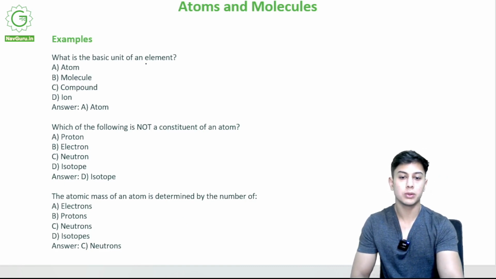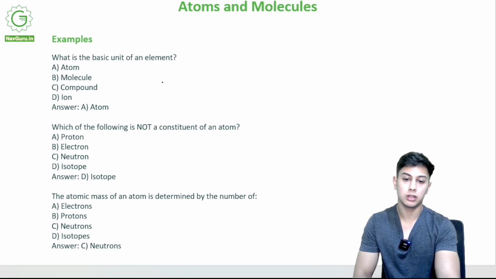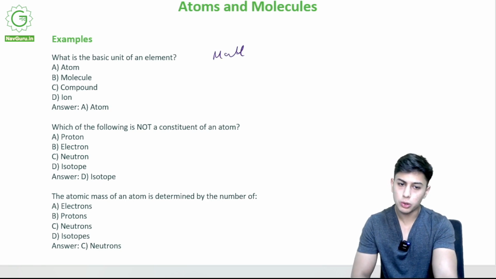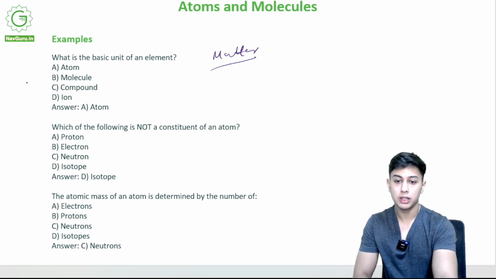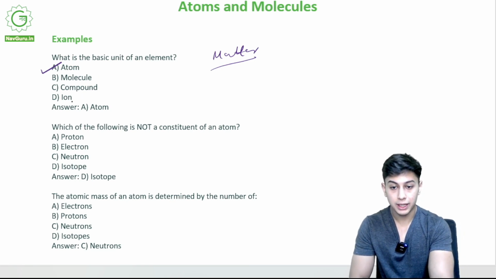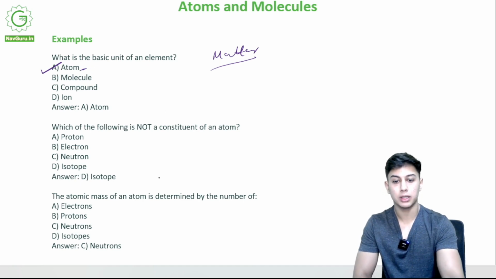What is the basic unit of an element? Alright, what is the most basic unit of an element? Element makes matter. What is the smallest unit, the basic unit? It is an atom. Atoms make molecules, molecules make compounds. Alright, atoms also make ions. So atom is the basic unit.